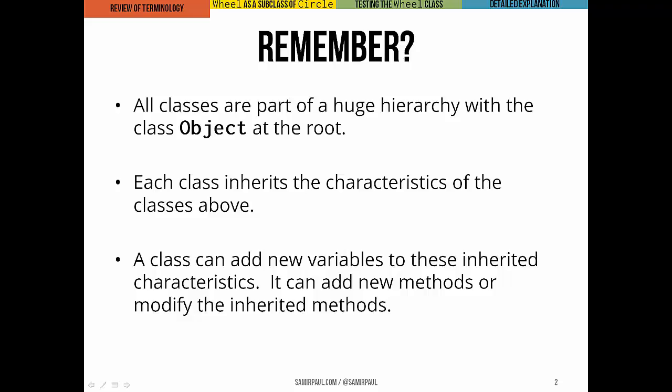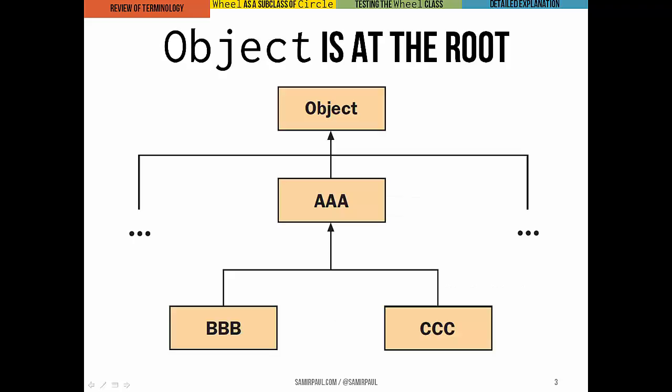Every class inherits all of the characteristics, that means the variables and the methods, of the classes that are above it in the hierarchy. And a class can add new variables in addition to the ones it inherits from its superclass, from the classes on top of it. It can also add and modify methods that you inherit too. So a picture may make this easier to understand.